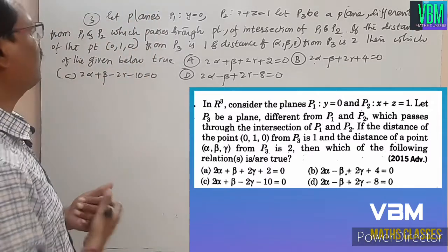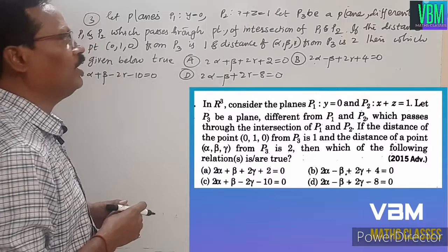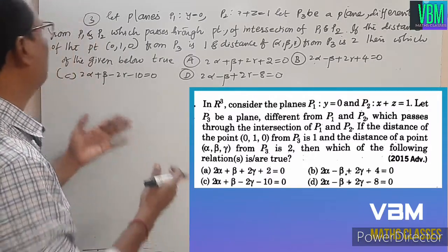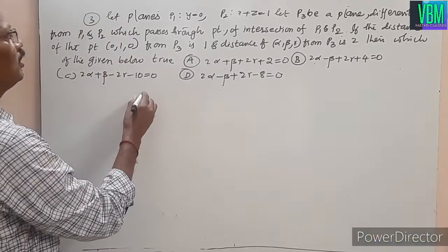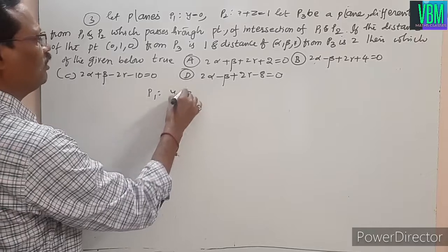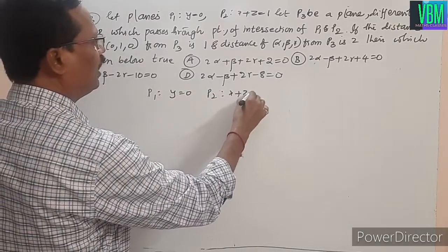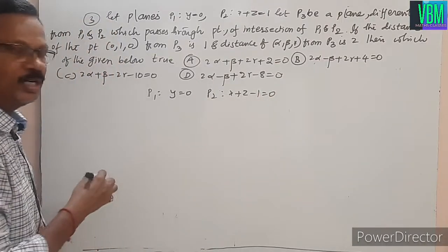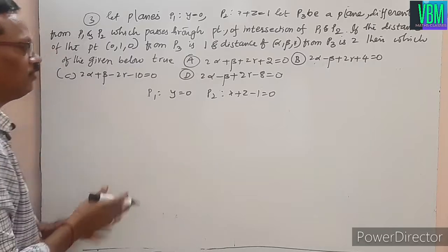Now let us see this problem. They have given the two planes P1 and P2. Any plane P3 is what? A plane passing through the intersection of P1 and P2. This is P1, y is equal to 0, and this is P2, x plus z minus 1 is equal to 0. Right? P3 is a plane passing through the line of intersection of the two planes.